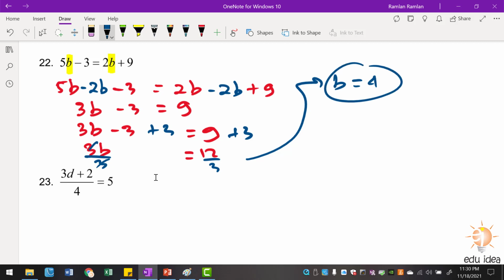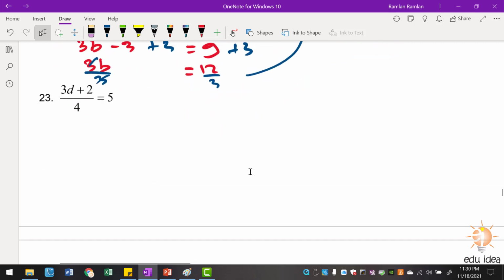Okay, next up, number 23. As I said before, if you see a fractional equation like this, the easiest way to solve it is the first thing that you need to do is to remove the denominator. Again, the denominator is the one on the bottom of the fraction. Because it's being divided, you do the opposite operation of division, which is multiplication, to get rid of that 4.